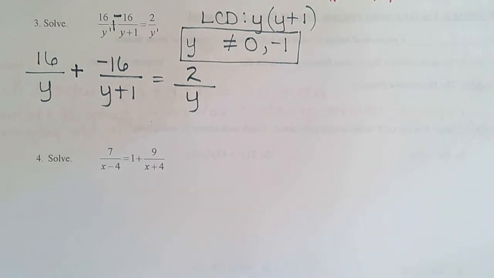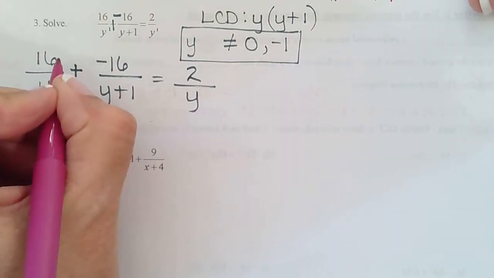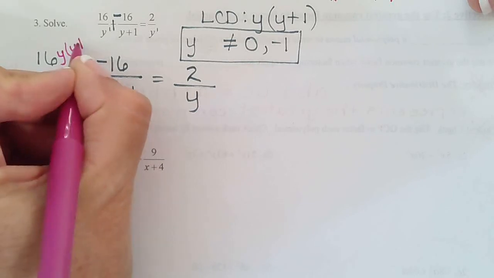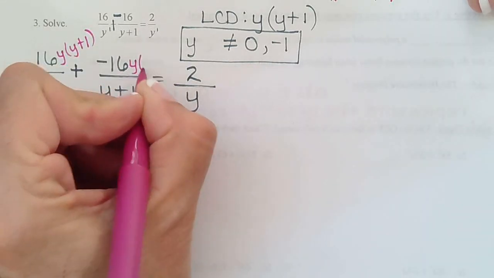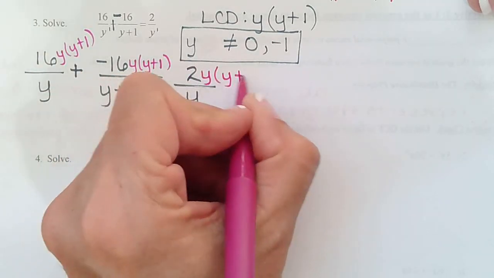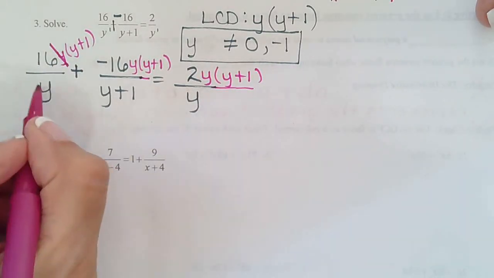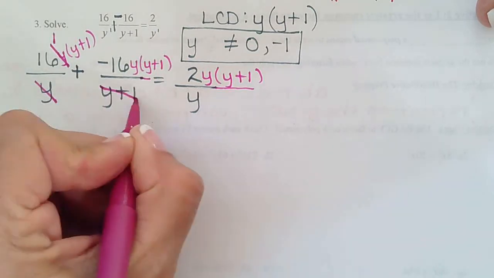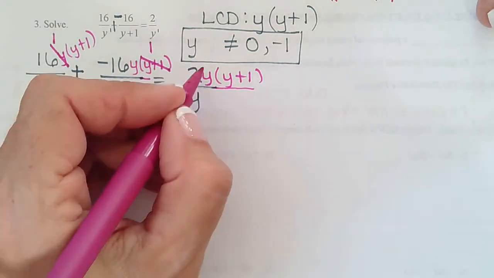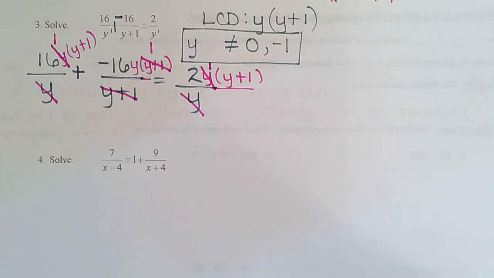Looking good. So now beside every single fraction, we need to write down our LCD. So y and y plus 1. And remember, put it in the numerator so you don't forget that the reason we're doing this is to cancel first. Then write what's left. So every numerator now has that in it. So cancel first. Y divided by y is 1. Y plus 1 divided by y plus 1 is 1. Y divided by y is 1. Now we need to write what's left.